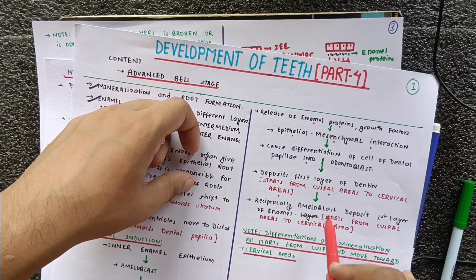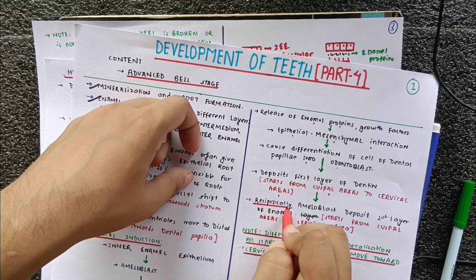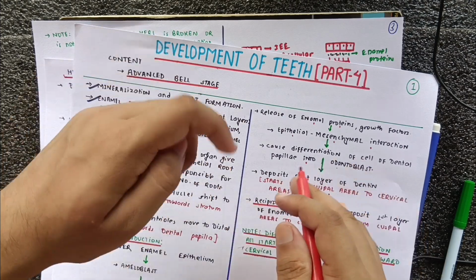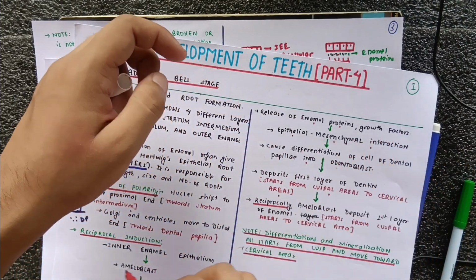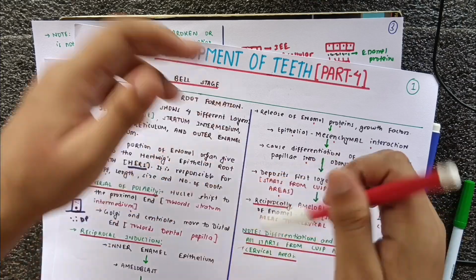And similarly in the ameloblast too. Reciprocally, this term is important here. Reciprocally, they both activate each other. That is called reciprocal induction, and this is one of the most important concepts in this chapter.